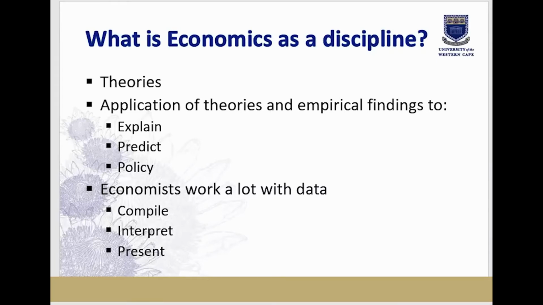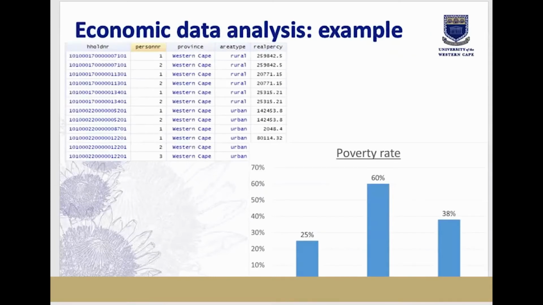As economists, we also work a lot with data. So we use data to compile, interpret, and present our findings. An example of data analysis is as follows. This data and chart shows us the Western Cape poverty rate by area type. According to the data, 60% of the poor people in the Western Cape live in the rural areas, whereas 25% live in the urban areas. And the overall poverty rate in the Western Cape is 38%.